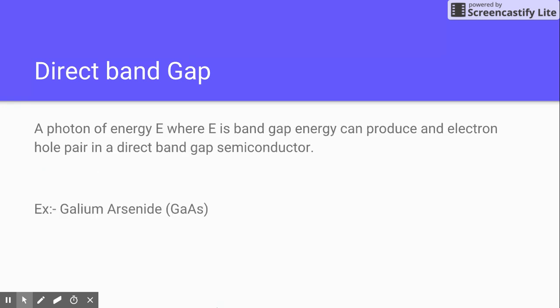In a direct bandgap semiconductor, if a photon of energy E, where E is the bandgap energy, is given, then electrons present in the valence band jump to the conduction band, creating a hole in the valence band. So an electron-hole pair is created when an energy E is given to a direct bandgap semiconductor. Gallium arsenide is a famous direct bandgap semiconductor.